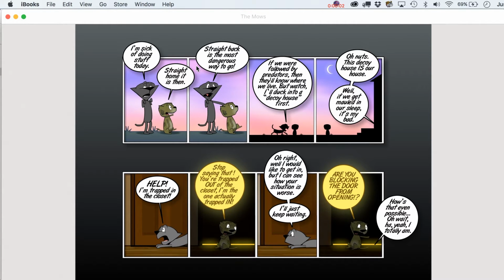And here is the perfect example. So here's the two cats. "I'm sick of doing stuff today. Straight home it is then. Straight back is the most dangerous way to go, right? If we were followed by predators, then they'll know where we live, but watch, I'll duck into a decoy house first," and then at the end of it, the decoy house is our house. "Well, if we get mauled in our sleep, it's my bad, right?" So, I like that one.